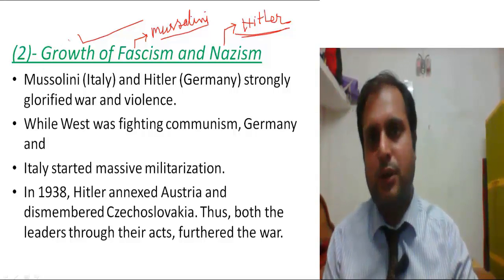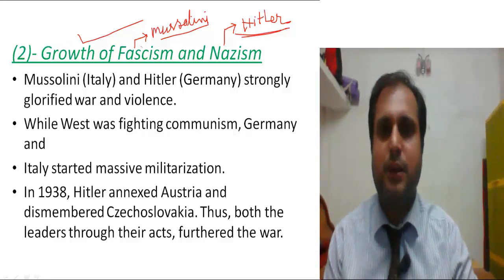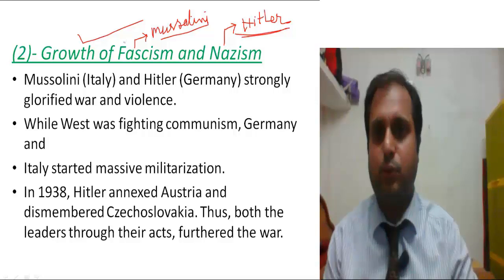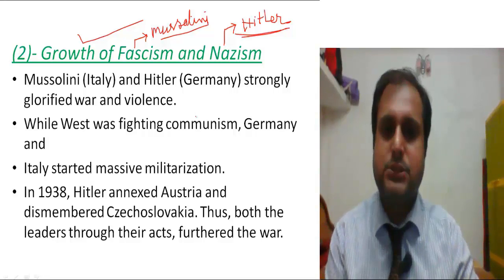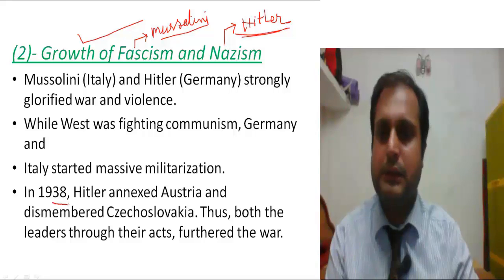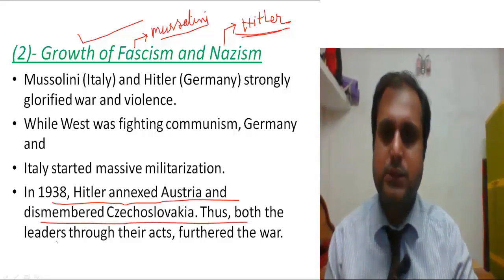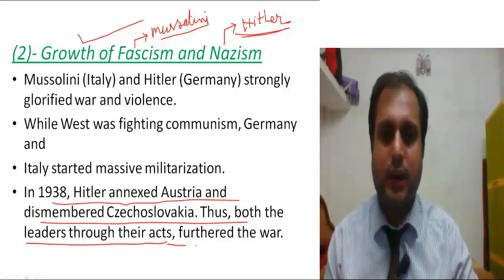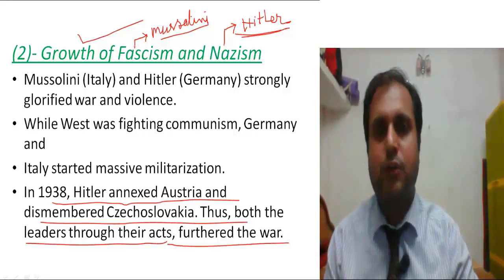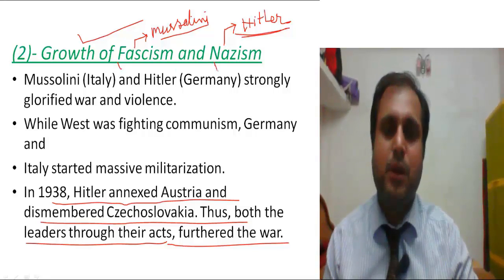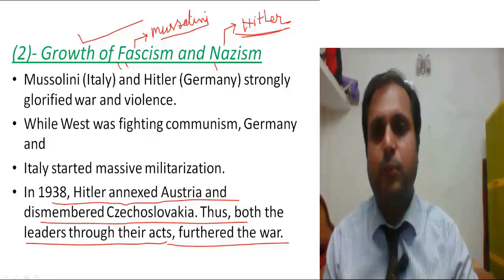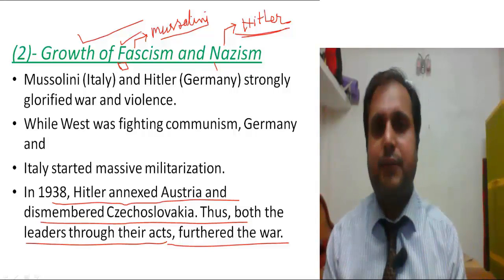There were so many similarities between fascism and Nazism, because both were one-party rule. Both started militarization. In 1938, Hitler annexed Austria and dismembered Czechoslovakia. Thus, both the leaders furthered the war. We should also not forget that fascism and Nazism both believed in non-democratic rule and one-party rule. And fascism and Nazism are called mainly responsible for aggravating the Second World War.